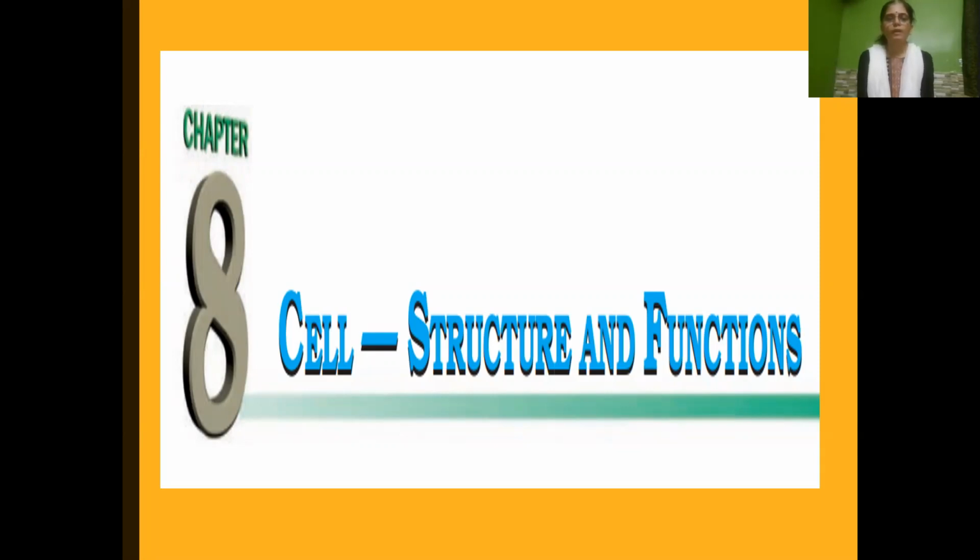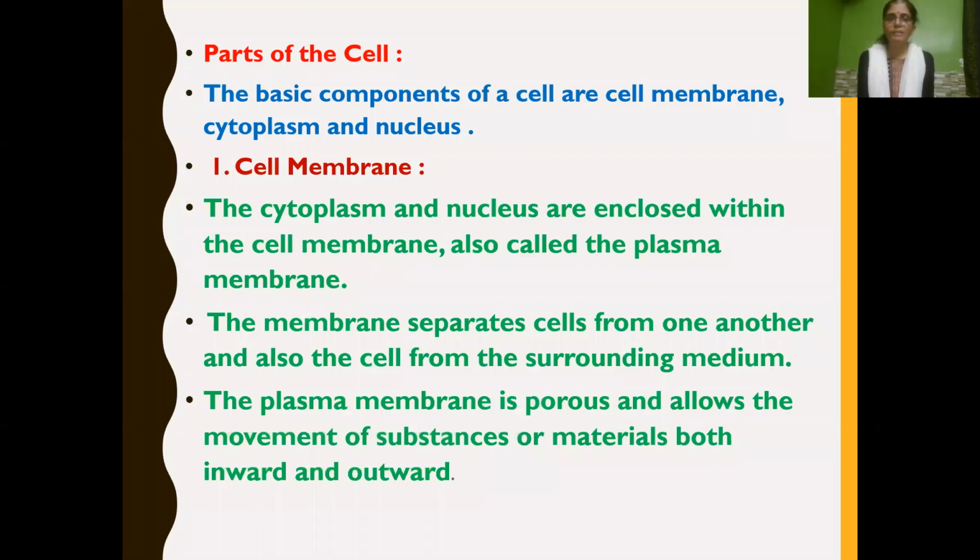Hello children, welcome on. Let's have a quick recap of the chapter cell structure and functions. Till now, in the last session, we have learned about different parts of the cell. In that, the basic components of the cell are cell membrane, cytoplasm and nucleus.